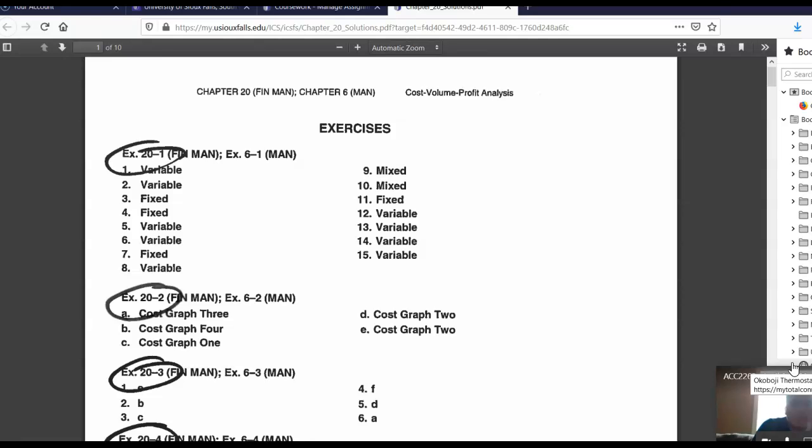Salary is fixed. Graph 2. And then here another one, letter E. This is the other second tricky one.